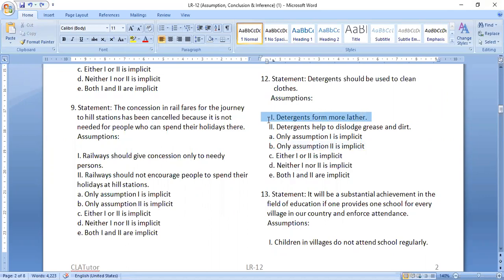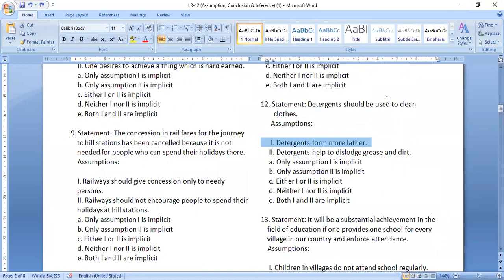It forms more lather. That doesn't mean that it's going to clean. Forming more lather logically need not mean the same as cleaning, right? Now, when you talk about dislodging grease and dirt, then I know that that's implicit. When you say that detergents help to dislodge grease and dirt, then yes, I can say that it's implicit in the statement that detergent should be used to clean. But when you just talk about forming more lather, then I'm not really sure.